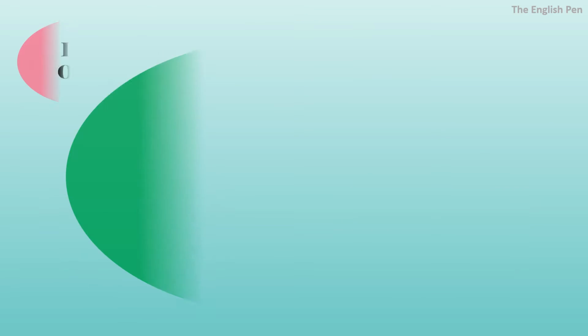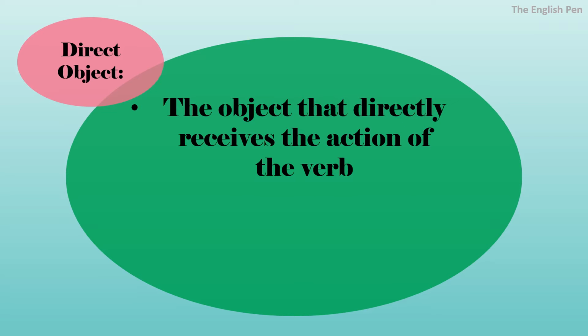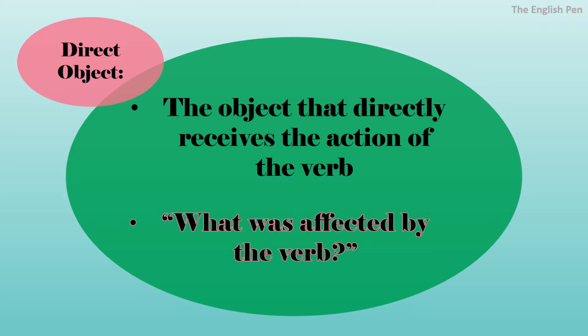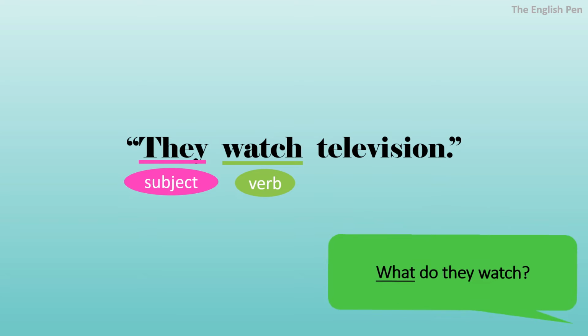In a sentence, the direct object is the object that directly receives the action of the verb. A simpler way of thinking is that the direct object answers the question, what was affected by the verb? For example, in the following sentence, we have: they watch television. They is the subject, and watch is the verb. To find the direct object, we ask, what did they watch? They watch television, so that is our direct object.